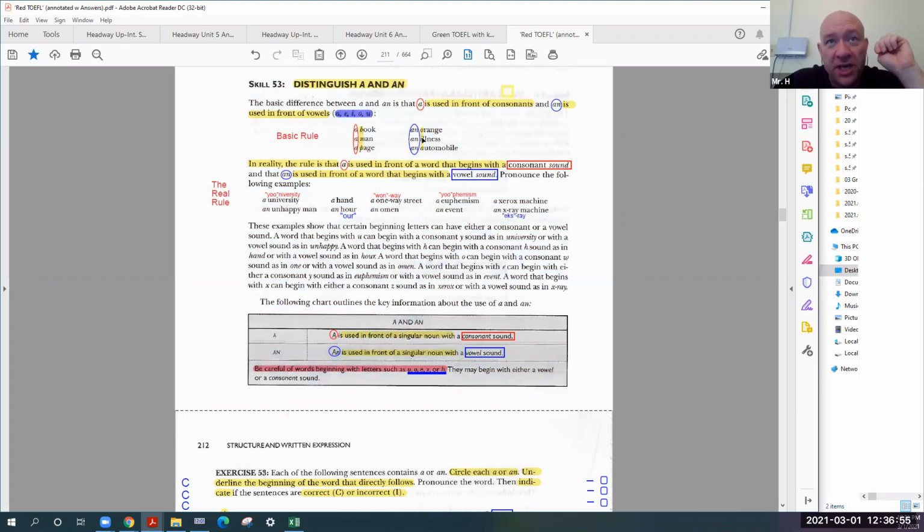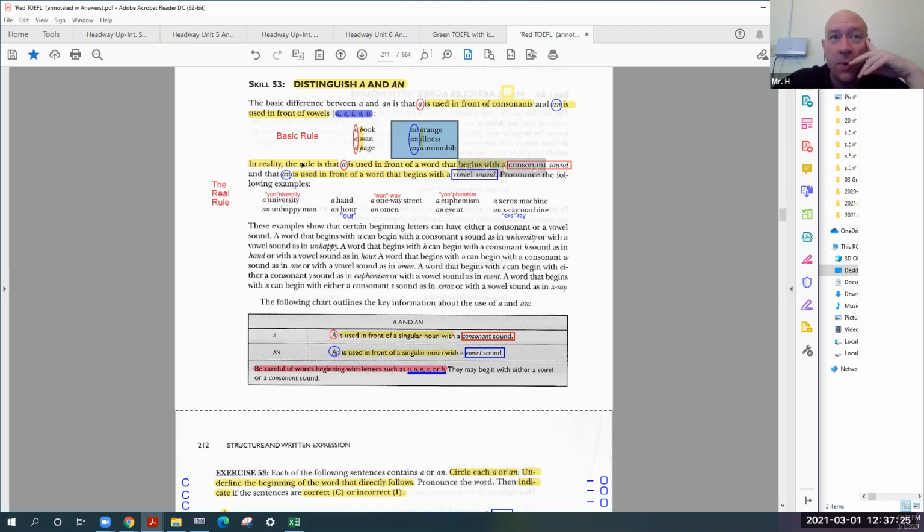Now, it's obvious, you see here, the vowels, right? O and I and U. And then over here, what do you see? You see different letters, consonants, right? So on the left, a plus a consonant. On the right, it's an plus a vowel, okay?